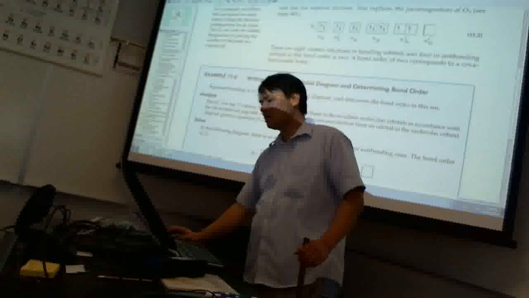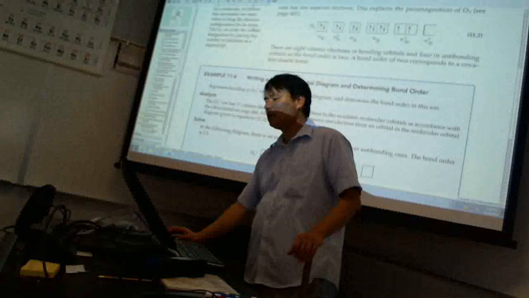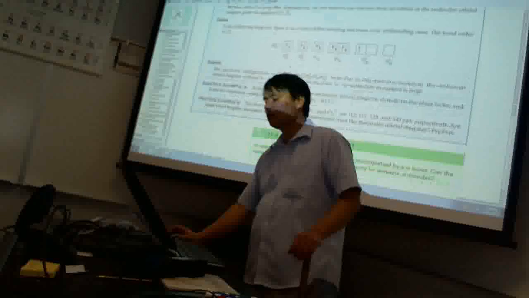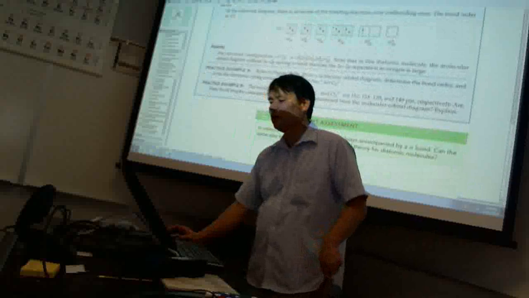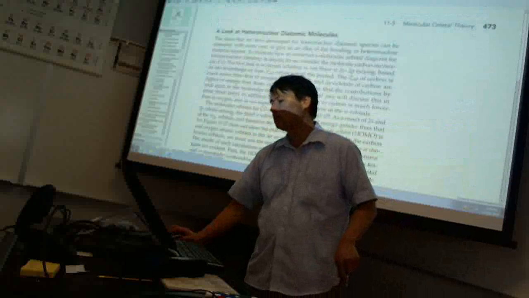O2 plus is not stable though. O2 plus is highly reactive. We're just talking about the oxygen-oxygen bond strength, not necessarily the stability, because O2 plus will be a powerful oxidizer, much more powerful than on the chart there, because it really wants an electron.